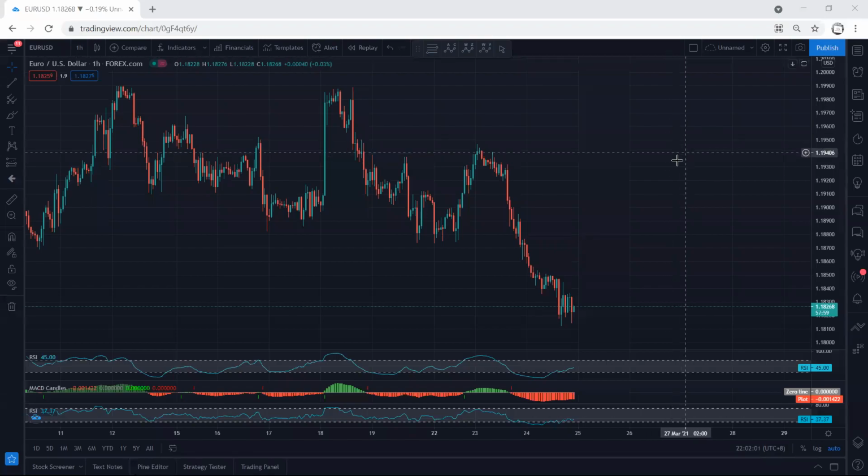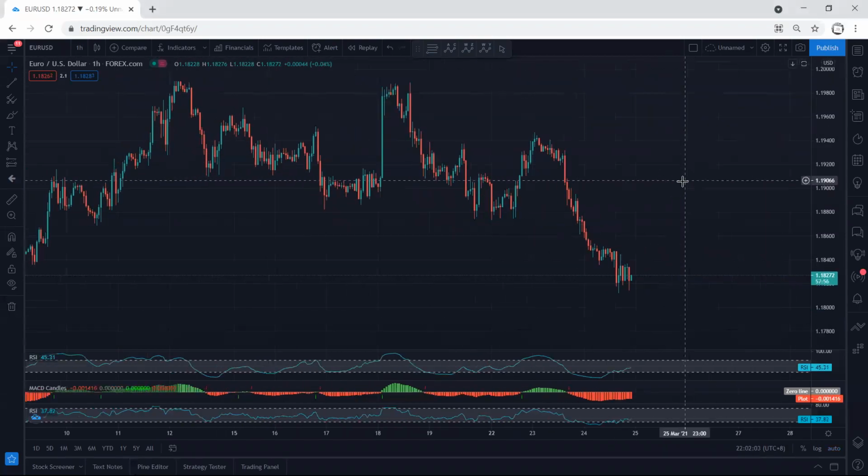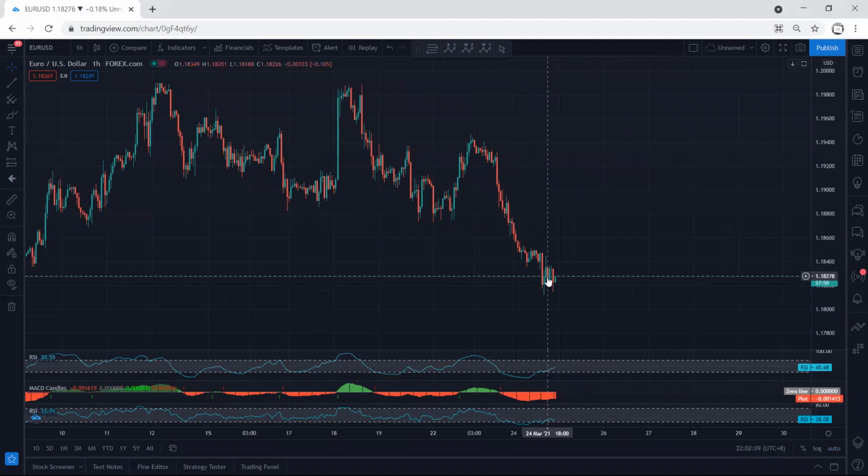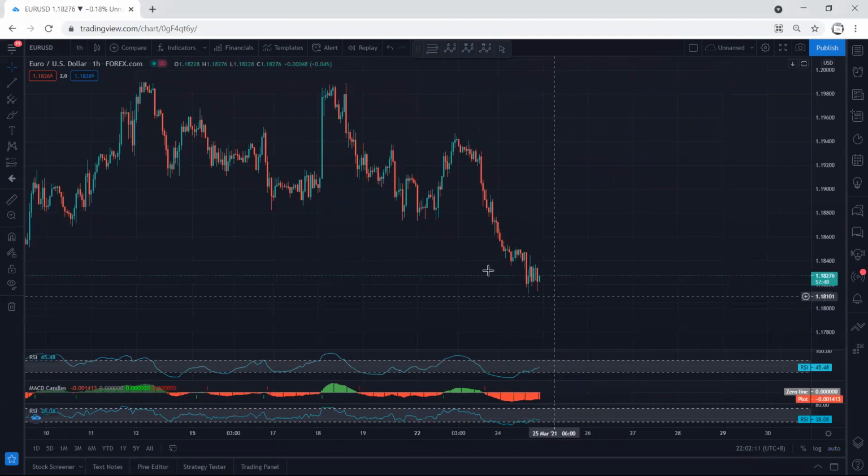Euro USD, we start with the 1 hour chart. As we can see, there was a continuation. The price broke the previous low. Now I want to see what's next, whether we can expect a correction, a continuation or a reversal.